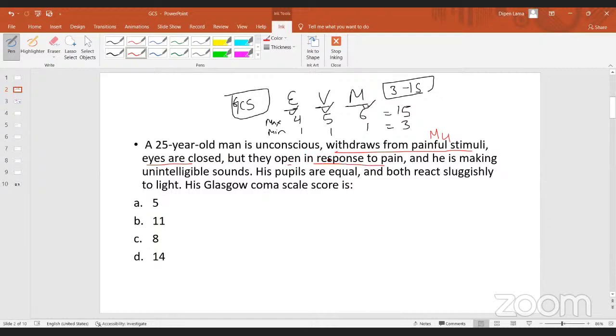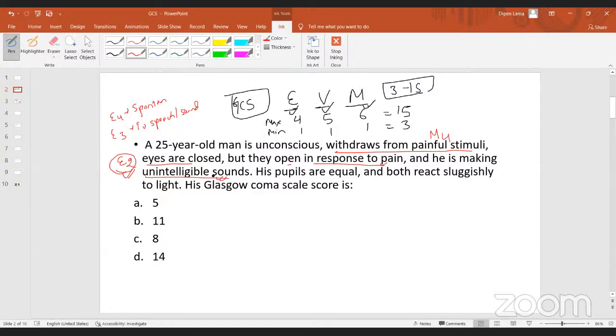Eyes are closed, but they open in response to pain. We have studied that. E4 is spontaneous. E3 is to speech or to sound. Here in the question, eyes are opened in response to pain. That is E2. E2 is in response to pain, and E1 is no opening at all. So according to the question, it is E2, and he is making unintelligible sounds.